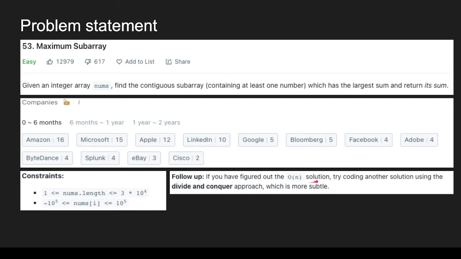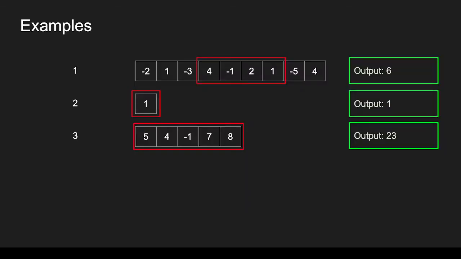They have also asked a follow-up question, that if you have figured out the O(n) complexity solution, which we did, then we should try coding another solution using the divide and conquer approach, which I'll discuss later in this video, and which gives a different perspective to look at the problem. Now let's look at a few examples.